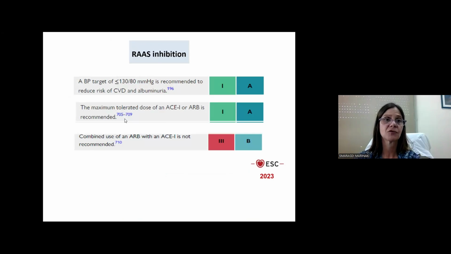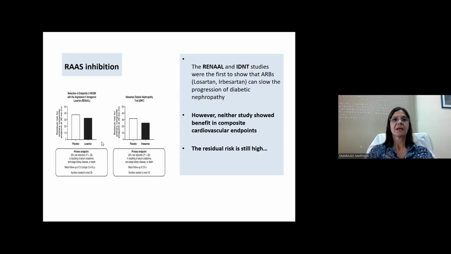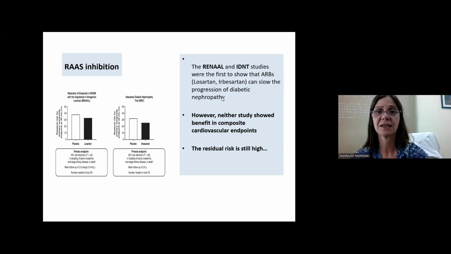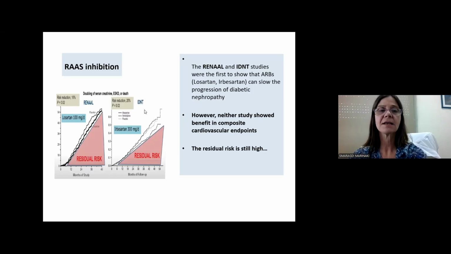Of course, we have to treat blood pressure to a target below 130/80, with maximum tolerated doses of ACEs or ARBs, and of course, combined use is not recommended anymore. RAS inhibition is well known for the past 25 years. The first studies, RENAAL and IDNT, showed that ARBs can slow the progression of diabetic nephropathy. However, neither study showed benefit in composite cardiovascular endpoints, and the residual risk that remains is still high.